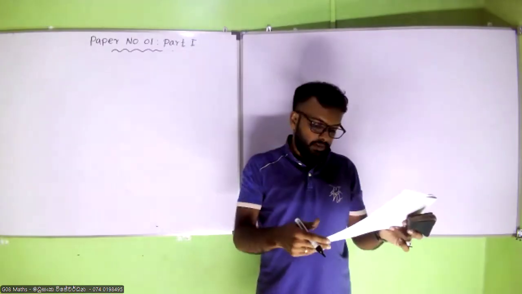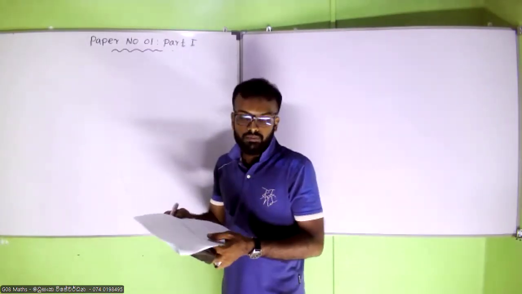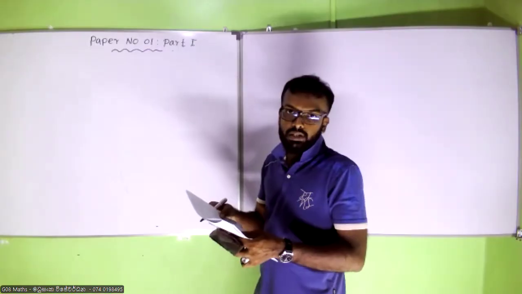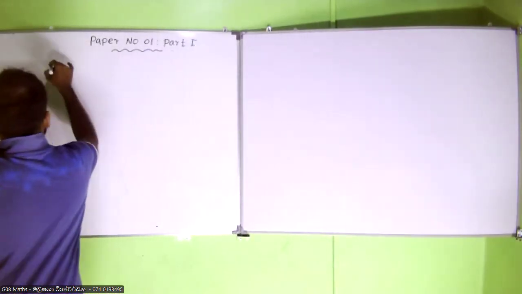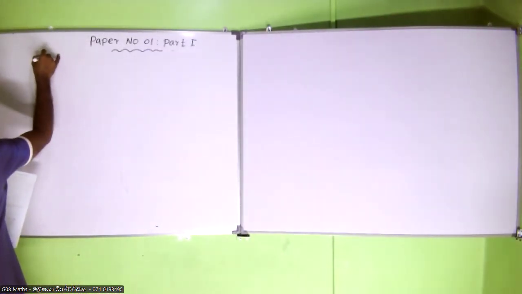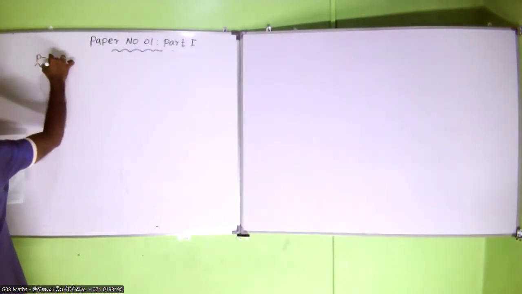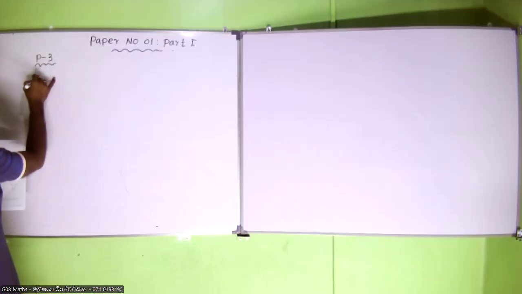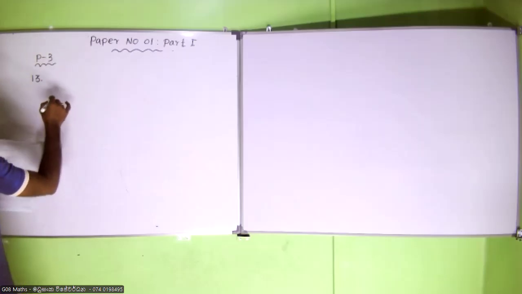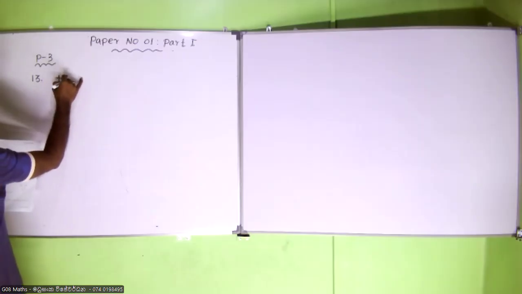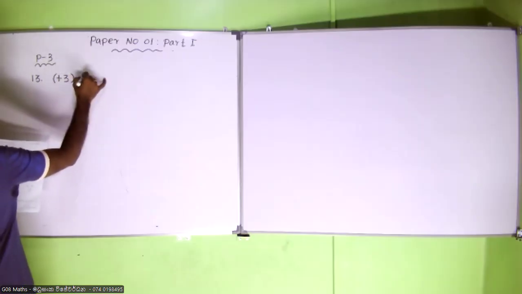So now I will begin from the 13th question, right? That is page number 3. The 13th question: find the value of... very easy.